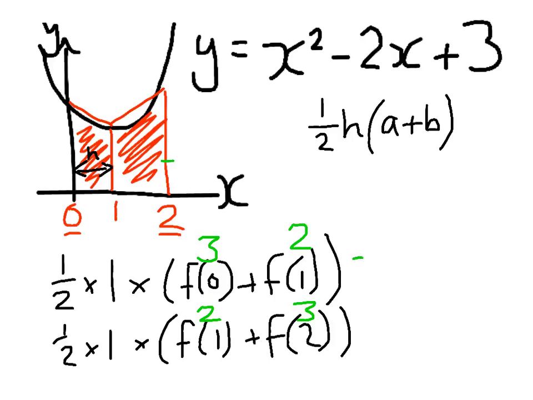and we would then work out what these add up to and then add them together. Okay, so that would be our total area of the trapezia, which is giving us an estimate for the area under the graph between 0 and 2.